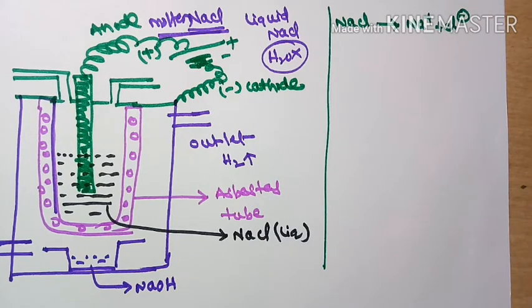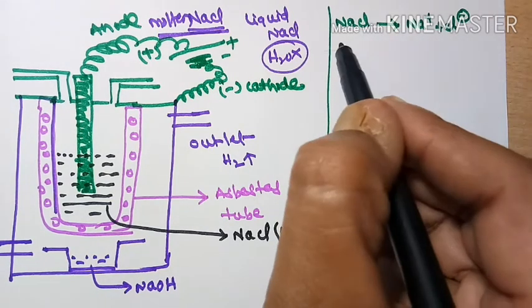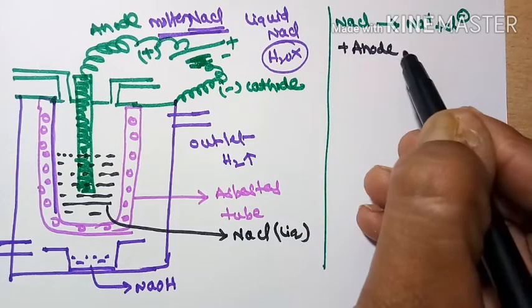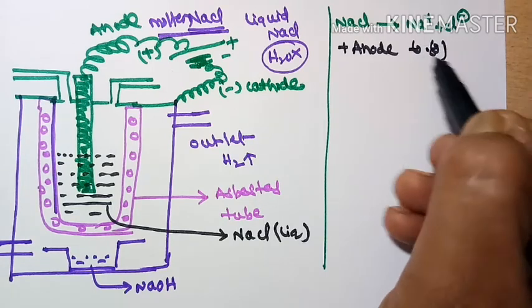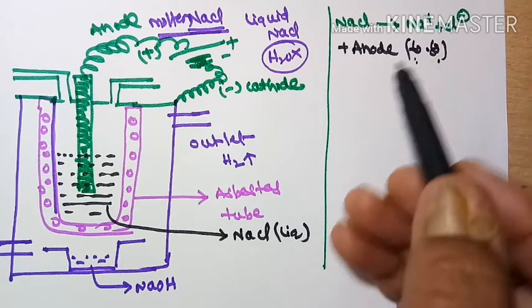Cl minus ions are having which charge? Negative charge. So that's why those will go towards the positive anode. So the anode is having positive charge. At the anode, which reaction takes place? Oxidation reaction takes place at the anode.